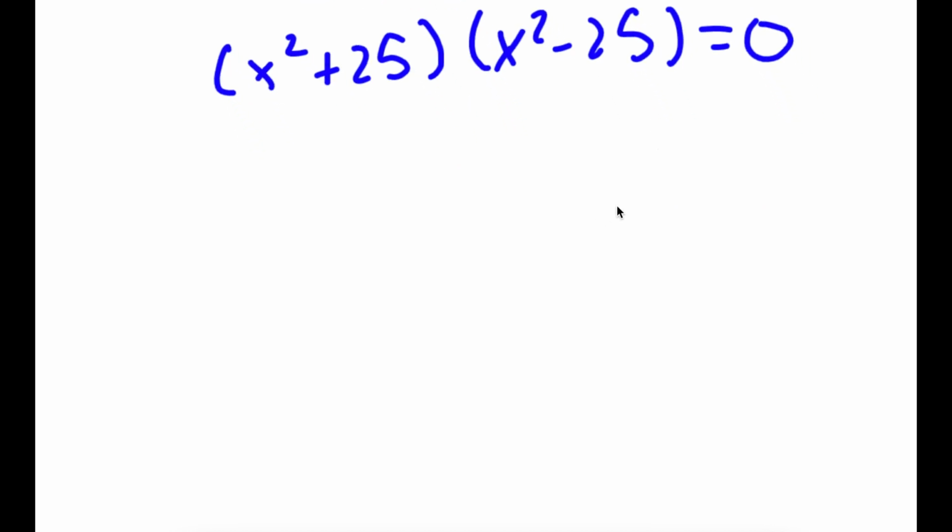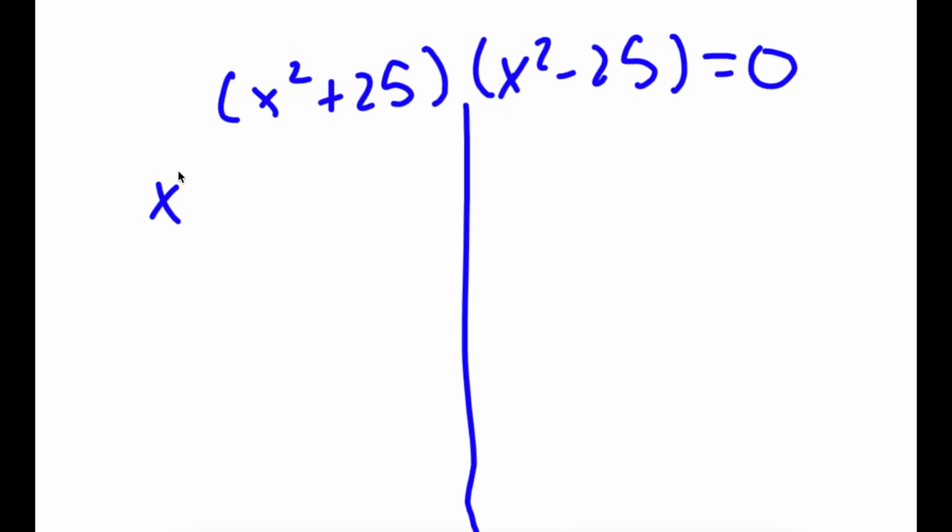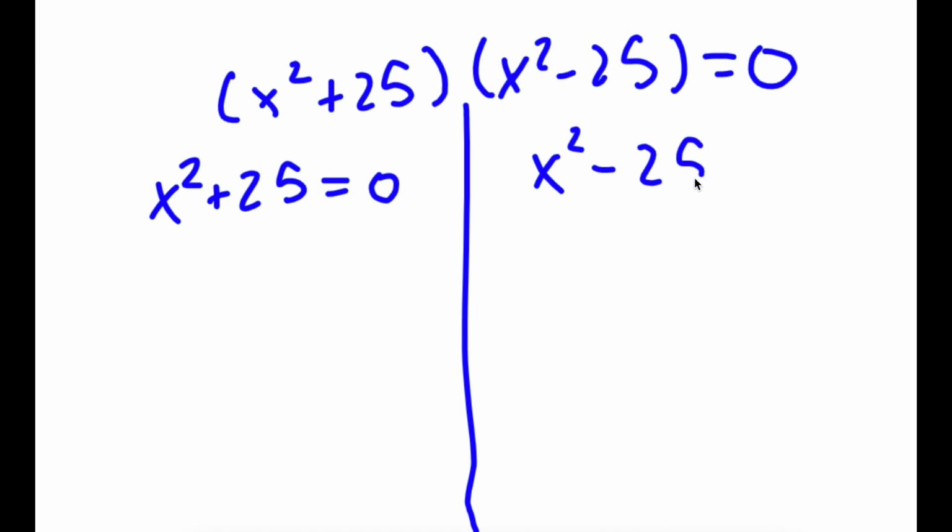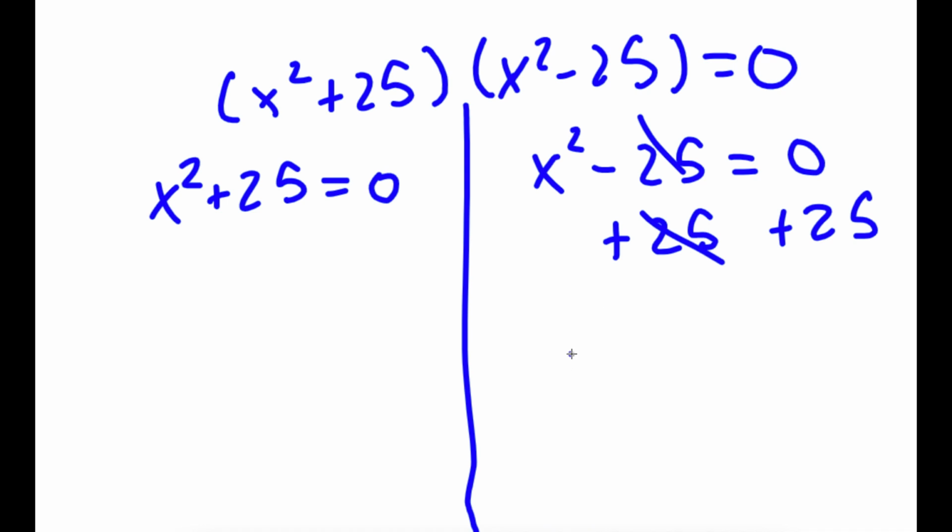So this is actually going to give me two equations. My first equation is x squared plus 25 is equal to 0. My second equation is x squared minus 25 is equal to 0. So let's first start with x squared minus 25 is equal to 0. So to solve this, I'm going to first add 25 on both sides. So then these two cancel out, and I have x squared is equal to 25.